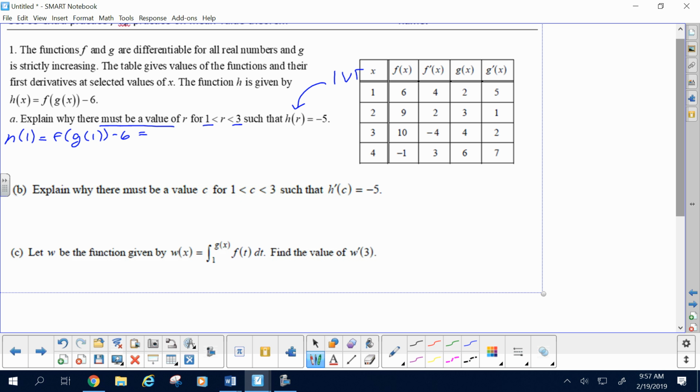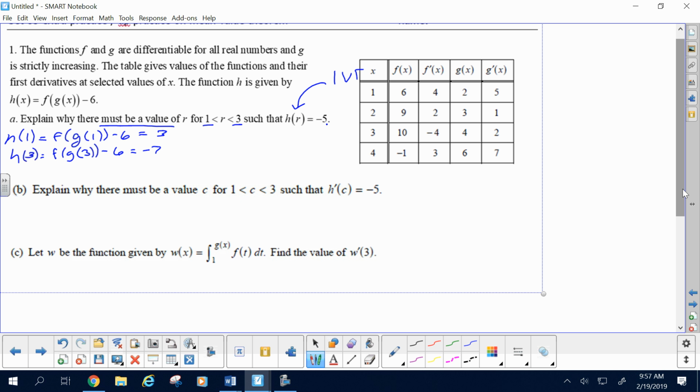What'd you get for f of g of 1 minus 6? 3? That's right. That's what I got. 3, yes. And what about h at 3, which is f of g of 3 minus 6. Negative 7. Wonderful. All right. Now, although h is never given in the table, I'm seeing h go from 3 to negative 7.